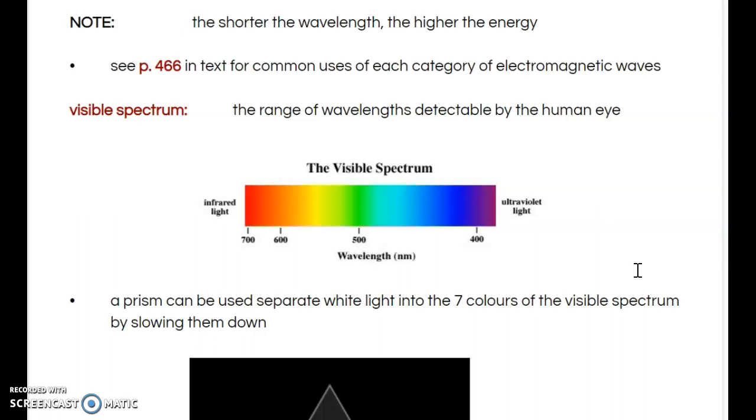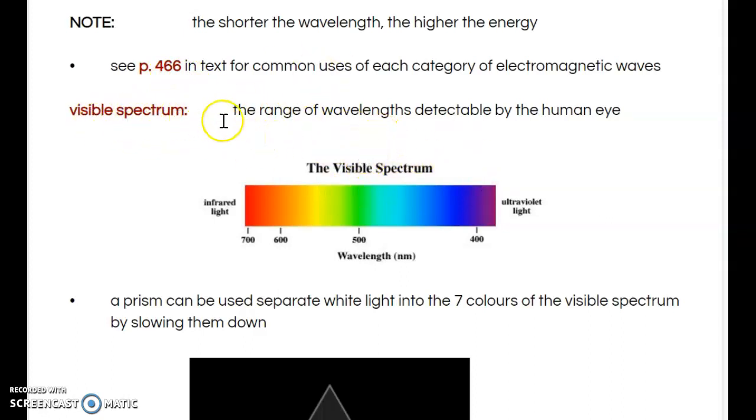You can see your textbook at page 466, and you can see the common uses of each category of electromagnetic waves. For your quiz, you're going to need to know some uses for these different types of waves, so make sure to take a look at that, and we can discuss that in class as well. But for this unit, we're really going to be focusing on the visible light.